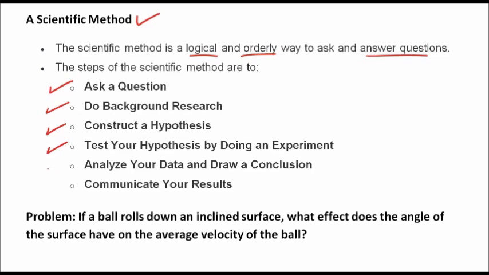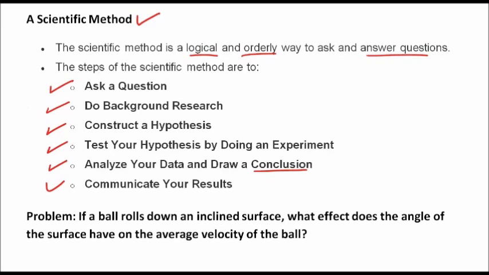Once you've done the experiment and you have some data or information, you need to look at it and analyze it. What does that data or information say about your hypothesis? And then draw a conclusion. And a conclusion is your answer based on the data from your experiment. Once you've done that, then you can run out and tell the world about what you found. In other words, communicate your results. Tell the world.